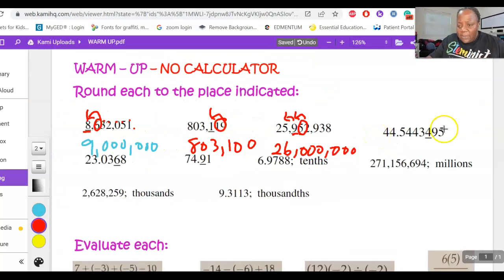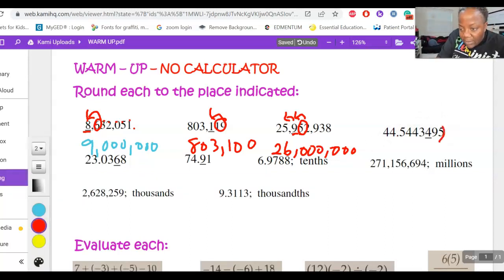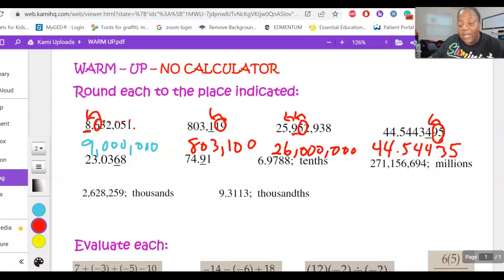Going over to the next one. All right, look at our place value. Look, we have a decimal here. So tenths, hundredths, thousandths, ten-thousandths. That's in the hundred-thousandths place. So we're taking a look at the 4, but it's that 9 that's going to tell the 4 what to do. That 9 is bigger than 5, so we are going to round up to the hundred-thousandths place. Here we go. So that means I'm going 44.5, 4, 4, 3. That 9 is telling the 4 to round up to 5. Everything else I can drop off.